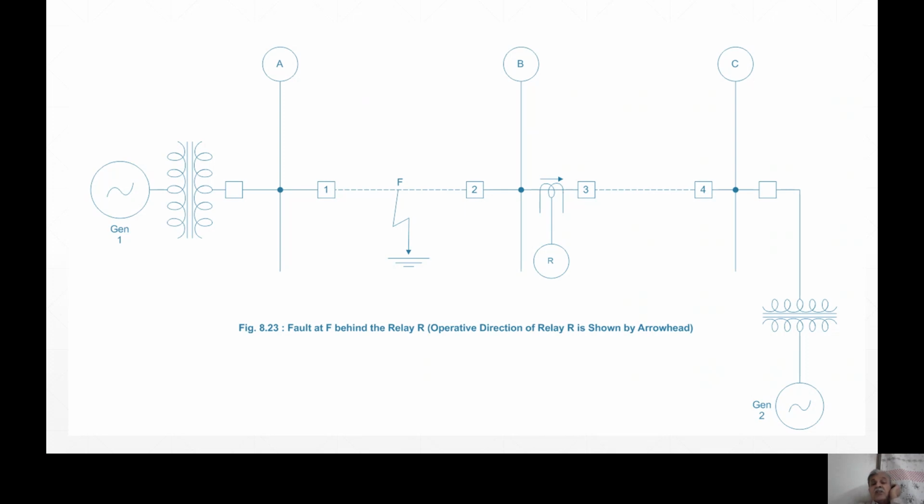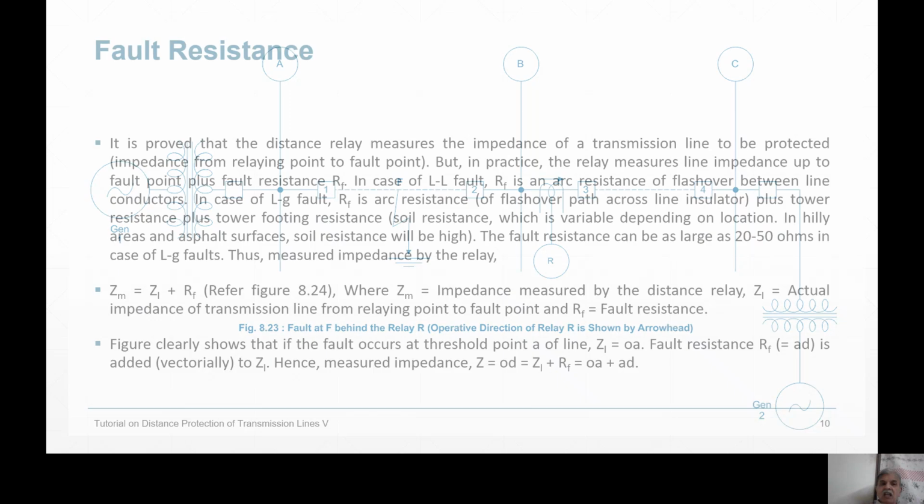So direction is a very important thing. The relay has to be directional and therefore we are using the mho relay, and yet better relays are used, that we will see one by one, right?